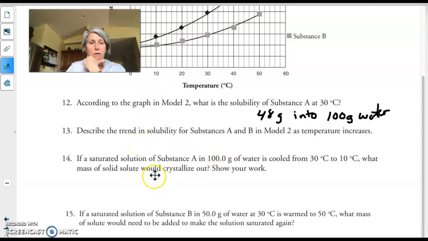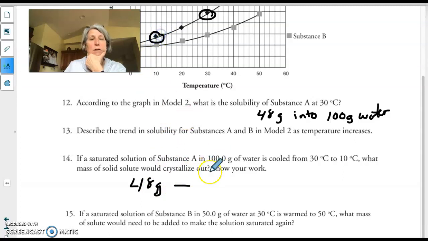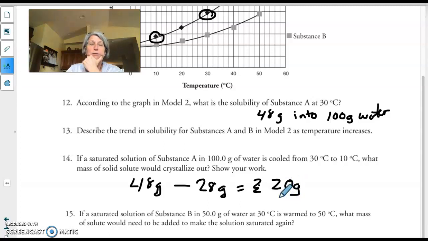So you're going to show your work, and you're going to say, okay, it was originally at 48 grams, and I got that from this point right up here. So right here, I'm evaluating that as 48 grams, and I'm subtracting, once it cools, what this point is. So I'm going to call that 28 grams. And so roughly about 20 grams of solute would crystallize out, okay?